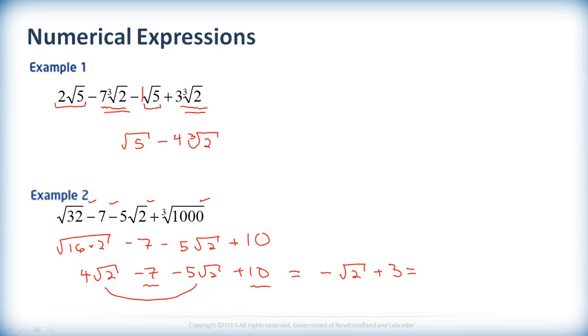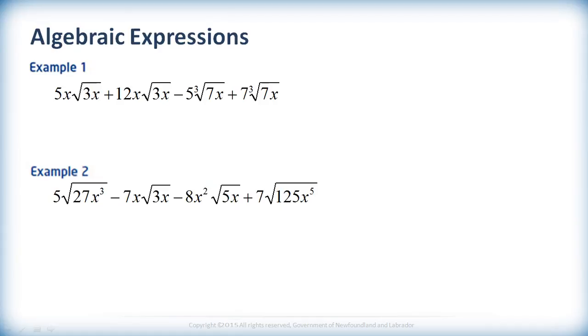And if you don't like to write the first term as being negative, although that would still be correct, you could write 3 minus square root 2. All right, so we can jump on. Here are some algebraic expressions that we have to add using the same sort of rules.